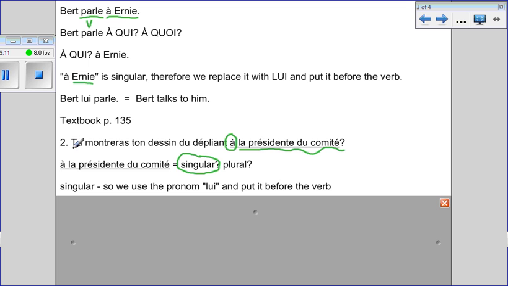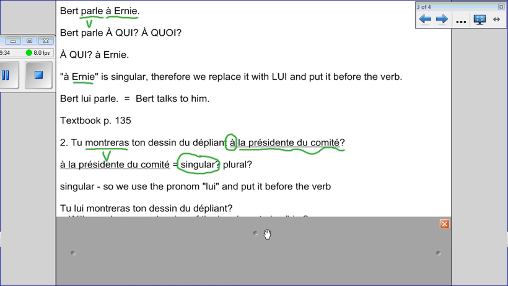So, take a look at the sentence again. Tu montreras ton dessin du dépliant à la présidente du comité. What is the verb? Okay. Knowing the verb in a sentence is absolutely essential. So, here we go. Verb. Look at that nice, pretty verb. So, it becomes Tu lui montreras ton dessin du dépliant.